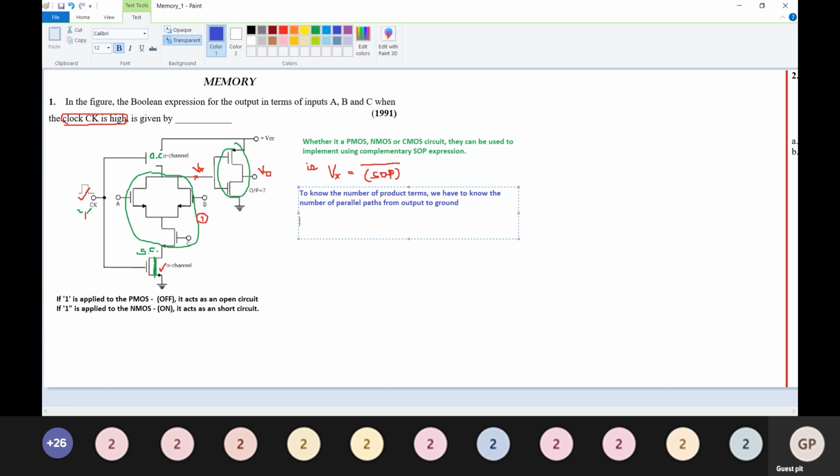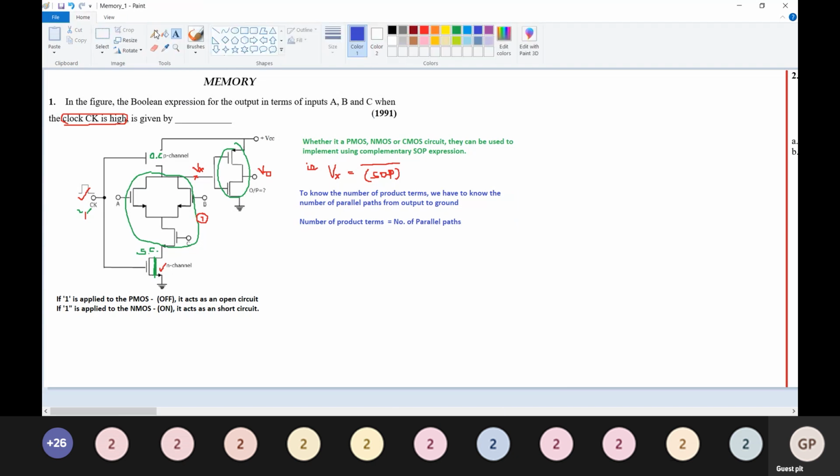So therefore, the number of product terms is equal to the number of parallel paths. So how many parallel paths are there?